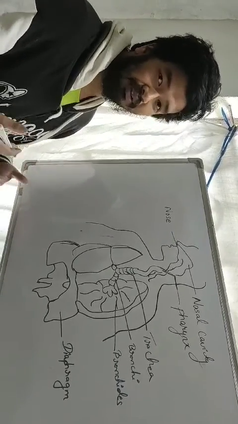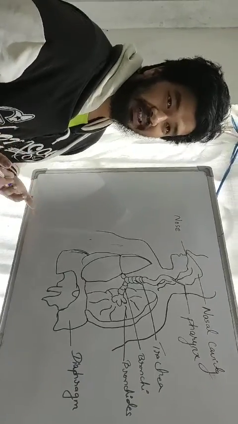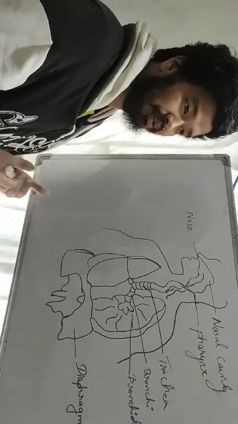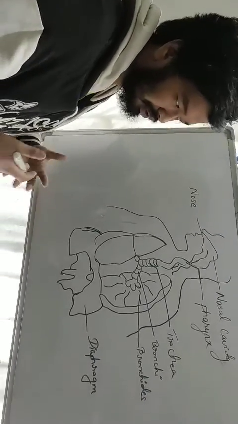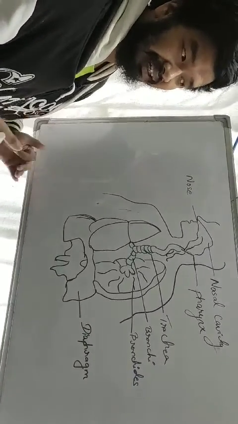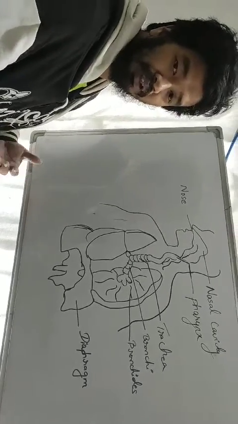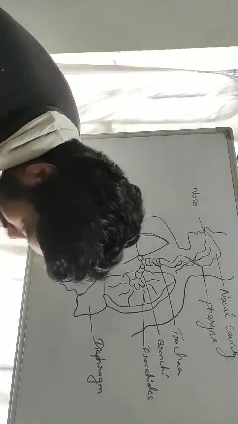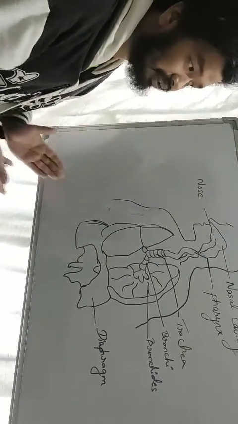Last class I was discussing what respiration is and what breathing is. We were talking about the difference between respiration and breathing, and we discussed many things. Today we are going to see how the air enters the human body and how it functions. We are going to see more about that. So the heading would be human respiratory system.